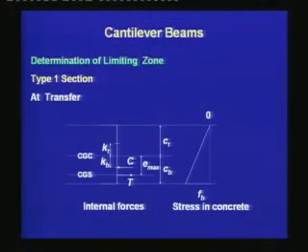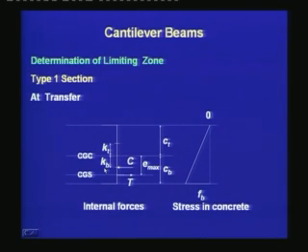To have the analytical expression, we are first considering a type 1 section at transfer. The lowest possible location of C is at the bottom kern point. The tension T is at the level of the CGS. The stress at the top is 0 for a type 1 section at transfer, and the stress at the bottom is fb.